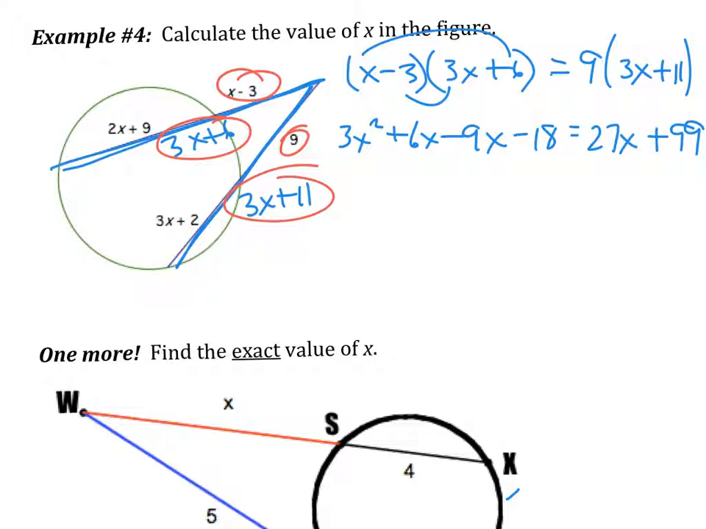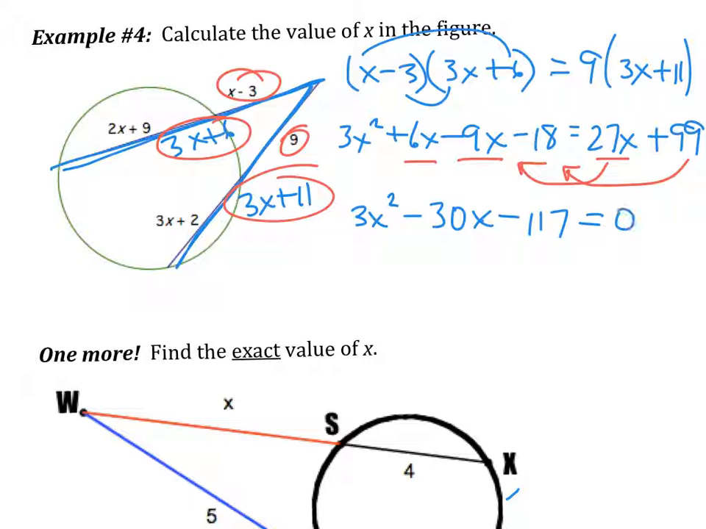One side of the equation to be 0. So that means we're going to subtract the 27x over and we're going to subtract the 99 over. Okay? So the 3x squared has nothing to combine with. So what is 6x minus 9x minus 27x? Negative 30. Okay? So we got a negative 30x. And then what is negative 18 minus 99? Negative 117. Okay, so we've got a negative 117 and then equal to 0.